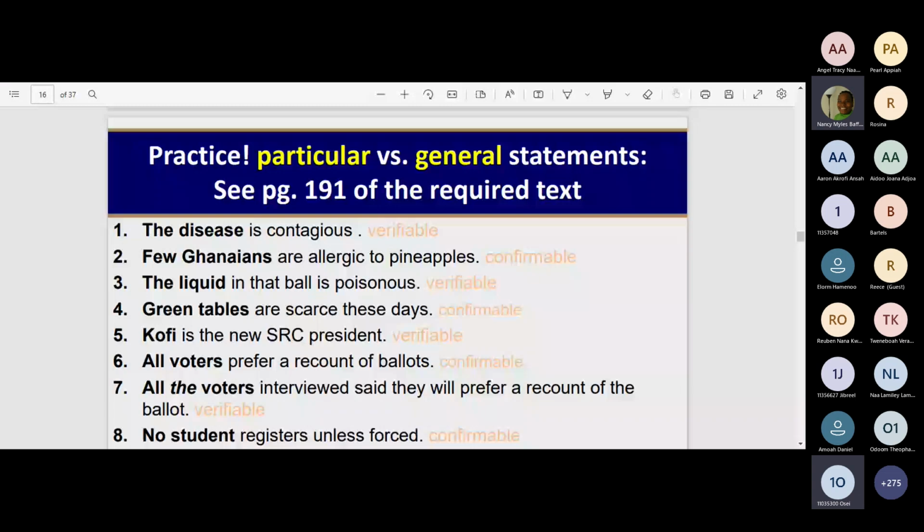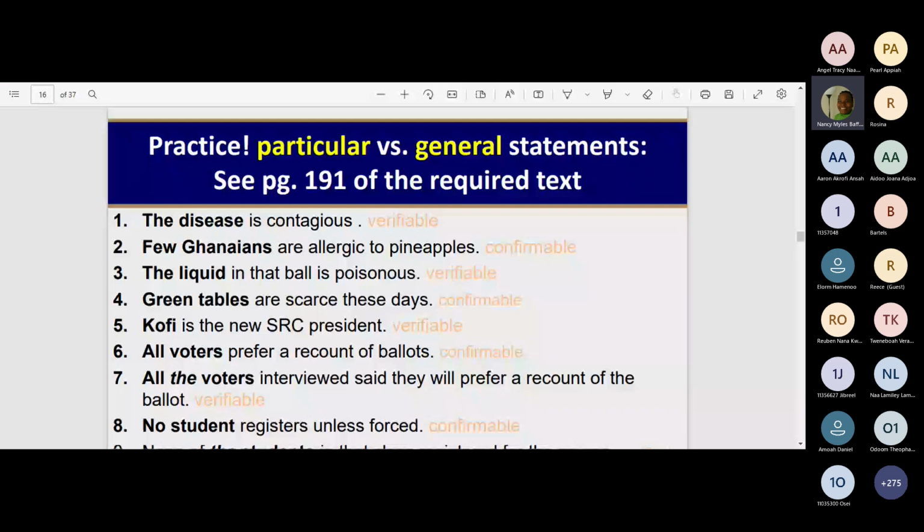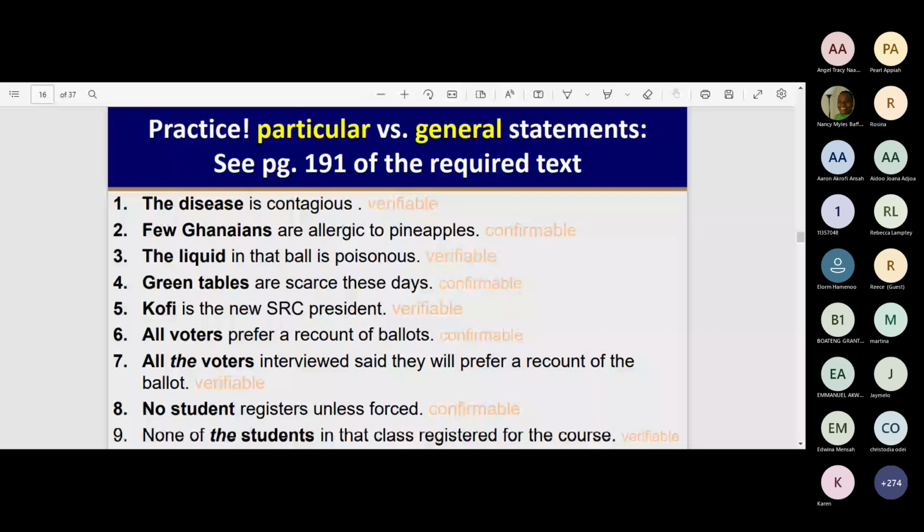Example 5 says, Kofi is the new SRC president. Kofi. Particular. Very good. Now, those that are contentious are examples 6 and 7. We'll sort that out and then I wrap up nicely for you. When we meet next week, we'll continue with the unit. Example 6 says, all voters prefer a recount of ballots.